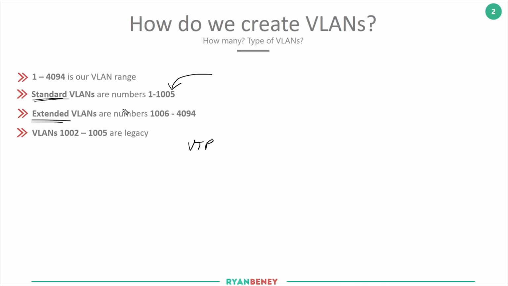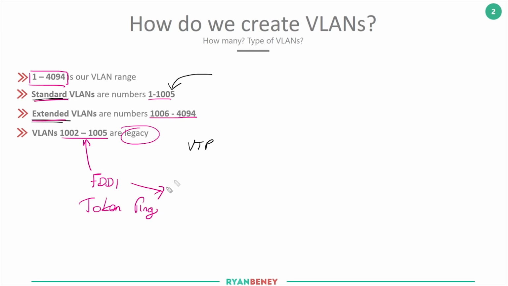But for now, one thing to keep in mind at the CCNA level is the numbers that are in question here. We need to ensure that we know which range is standard, which range is extended, how many VLANs are inside the entire range, and why VLANs 1002 to 1005 are what's called legacy VLANs. These are for older technologies like FDDI and Token Ring. These are outside the scope of the current certifications, including the CCNP and CCIE, but they're left over, and you can actually see them inside the Cisco switch.